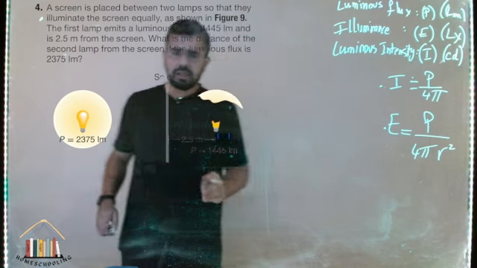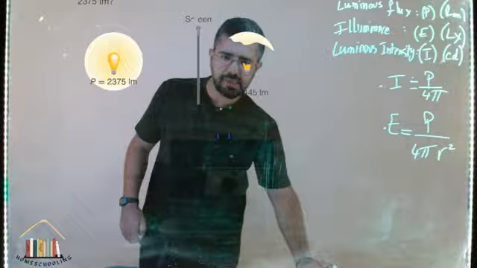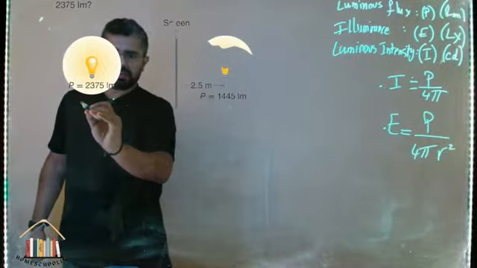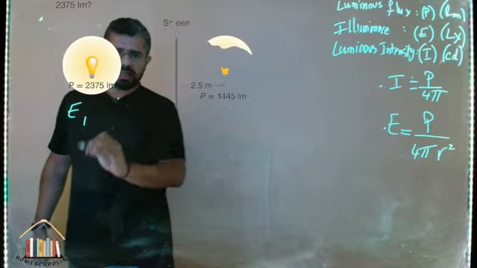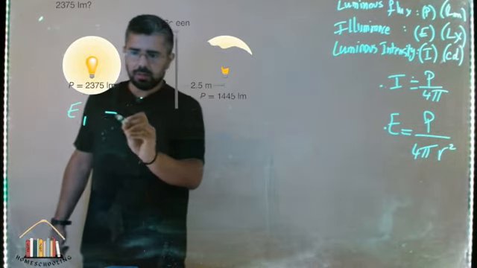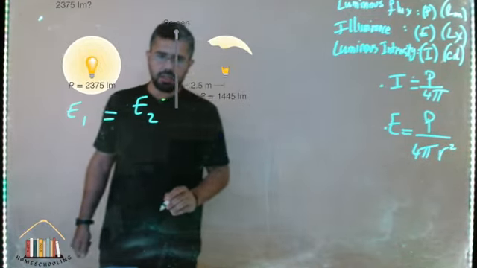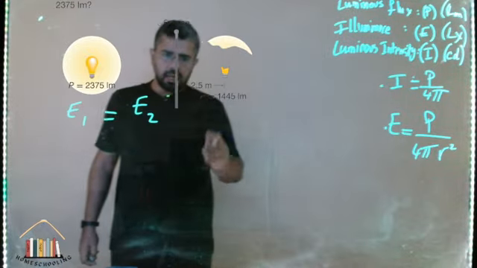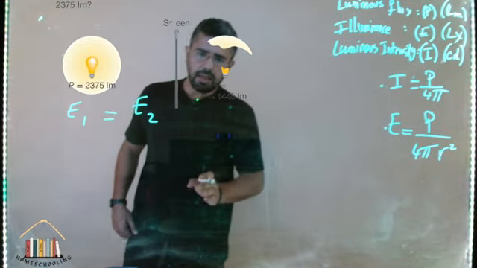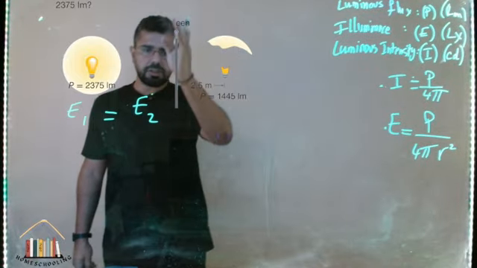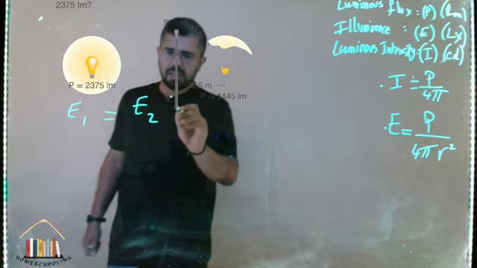So we can start solving this question by saying that E, the illumination for the first light bulb, is equal to the illumination by the second light bulb on the screen. Okay, they are both sending the same illumination, or the screen receives the same illumination. So what can you say by E1?